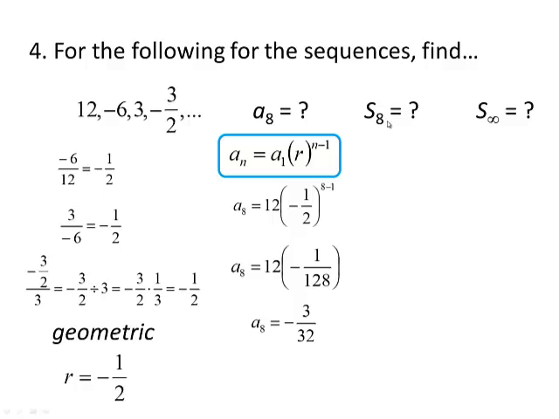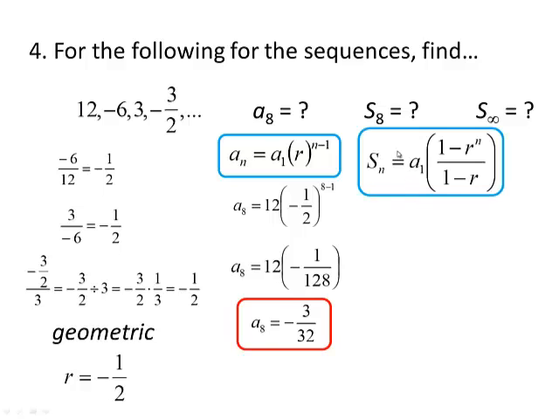Okay, finding the sum of the first 8 terms. We have a formula for that, and that formula is this. For a finite sum, we have a different one for an infinite sum. This finite sum, let's see, do we have everything we need? We have the first term, we have the common ratio, and we have n. We do, so let's go ahead and do this. So the first term is 12, the common ratio is -1/2, and n is 8.